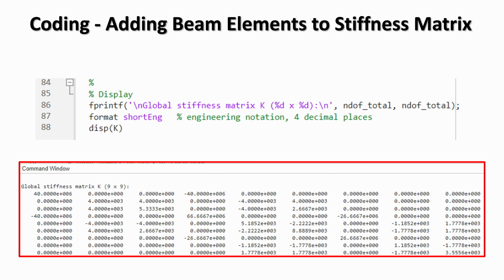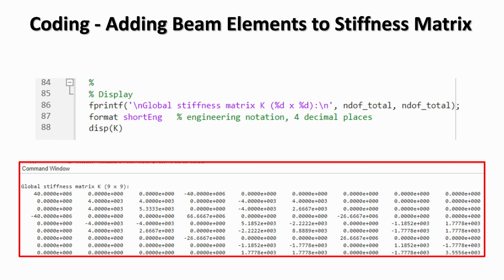And now that the assembly is complete, once we run the program, we can display the global stiffness matrix. The program prints a header line to show the size of the matrix. In our example, it tells us that the global matrix is a 9 by 9. And next we can see the output format in engineering notation. This makes the numbers easier to read. They're given in powers of 1,000 with 4 significant figures, which is standard in engineering calculations.